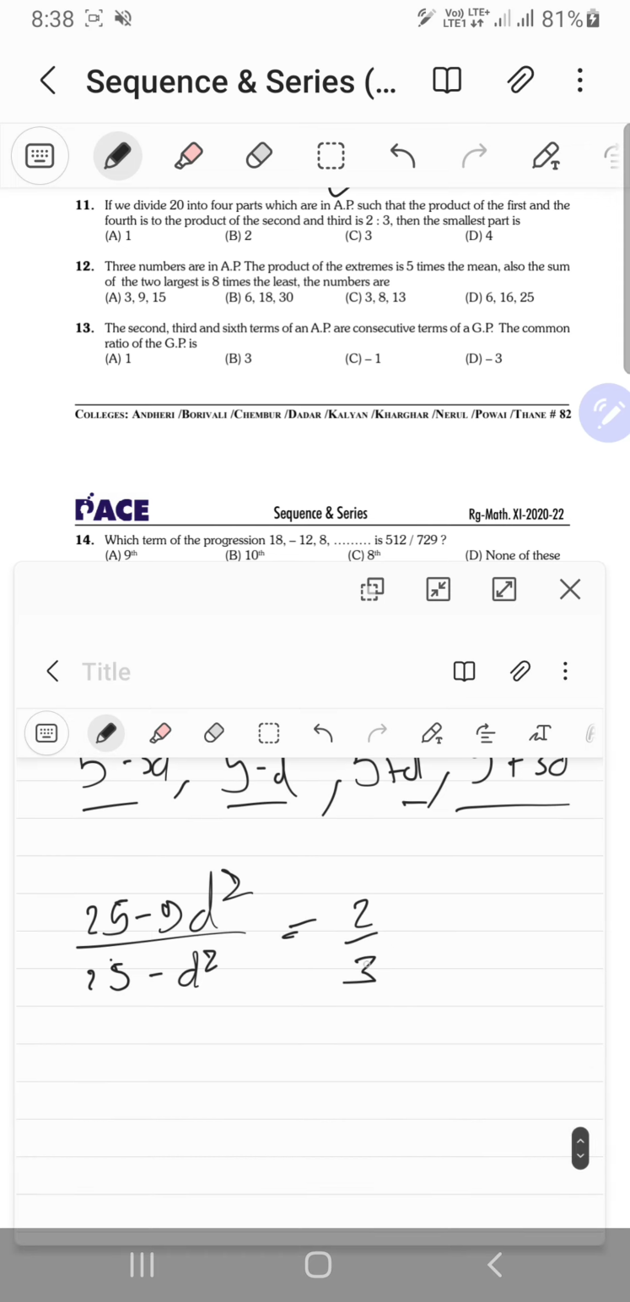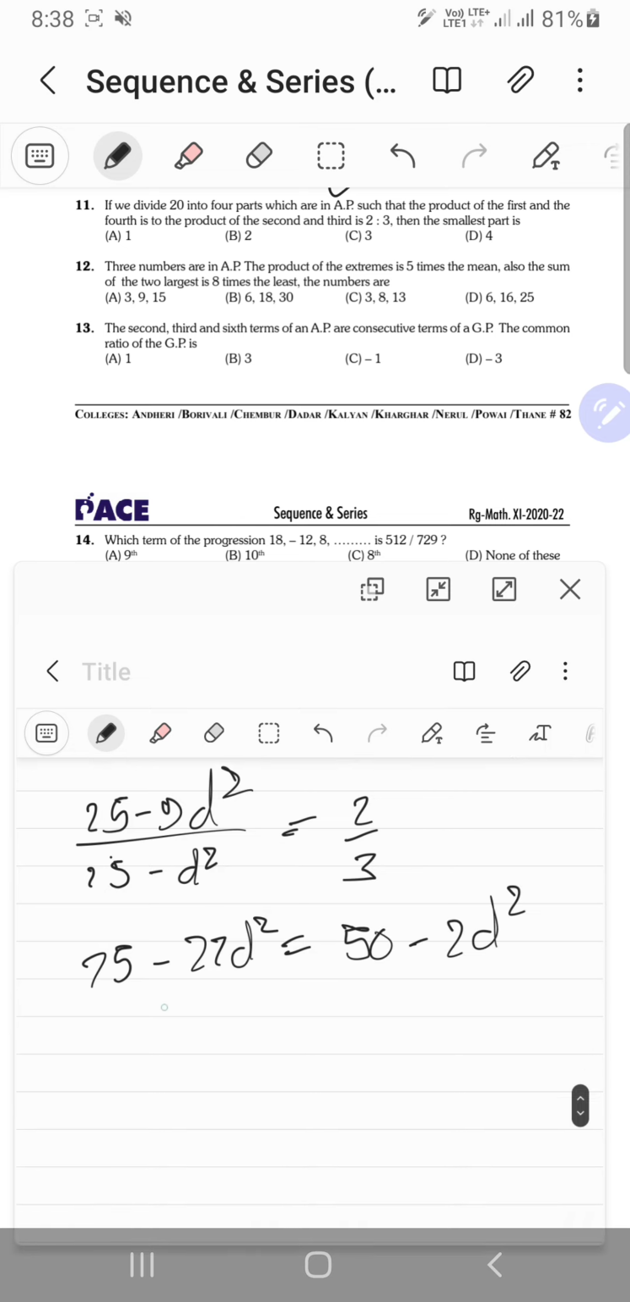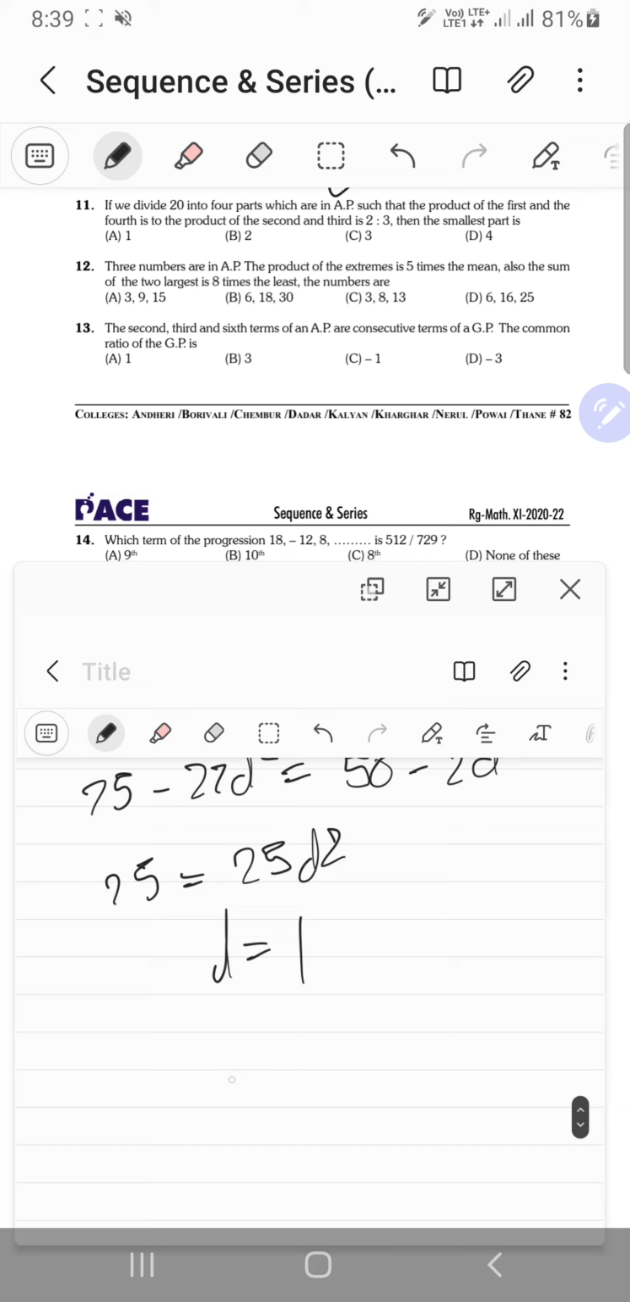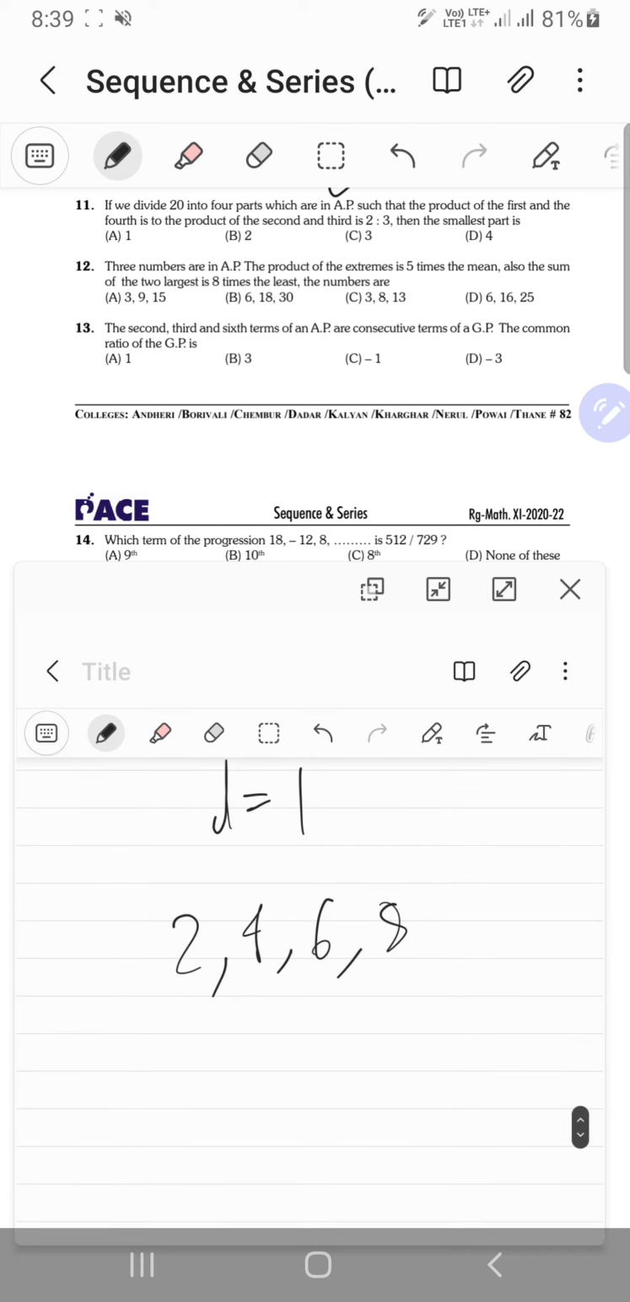Okay, cool. That means 75 minus 27d squared equal to 50 minus 2d squared. So 25 equal to 25d squared. d is 1 or minus 1, both give us the same thing. So what's this thing? It's 4, 6, 8, and this thing will be 2. Okay, smallest part is 2, of course.